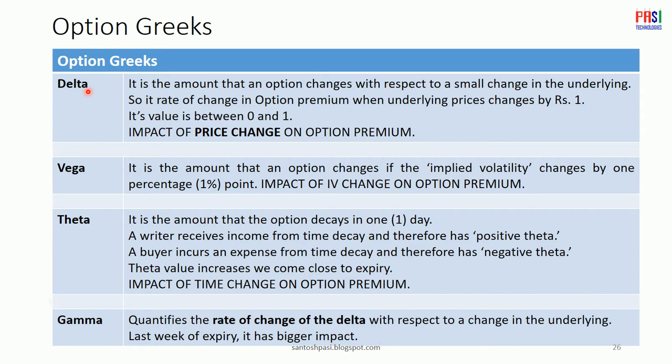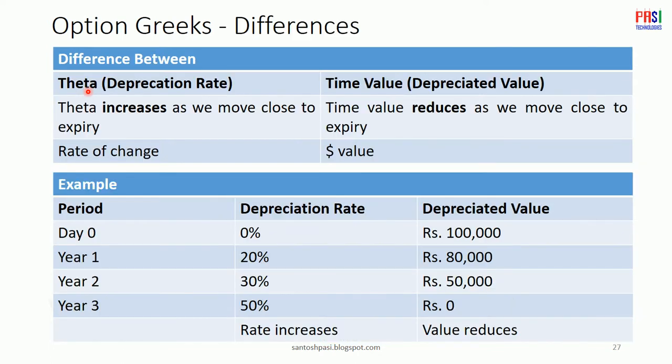So delta is nothing but a price change, vega is a sensitivity level change and theta is a time change. If you stay one more day in the option, then how much amount it's going to lose or you're going to gain, that is theta.